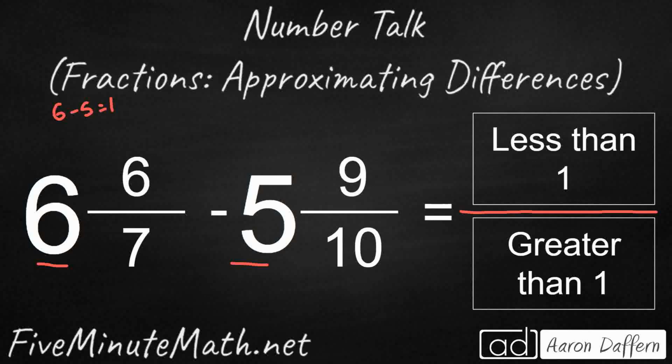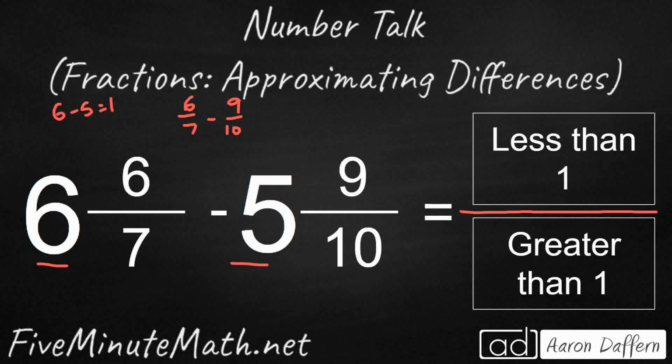So the difference here is really going to be these two fractions, 6/7 and 9/10. Let's just really focus in on that. If 6/7 is greater than 9/10, then we're going to end up with a little bit left over, and it's going to be a little bit greater than 1. But if 9/10 happens to be greater, we'd have to regroup that 6 wholes in order to make the fraction subtraction work, and it ends up being less than 1.